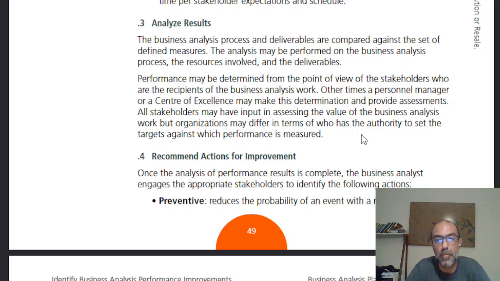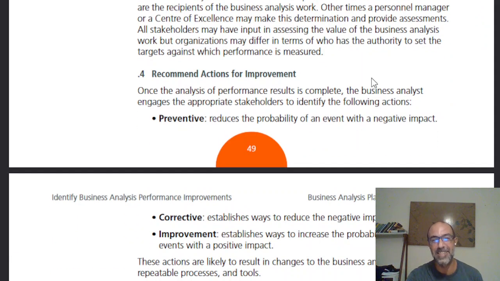Remember, we're working for people. Not, as much as it is fun, we're working for people. Other times, the personnel manager or the center of excellence may make this determination and provide assessments. All stakeholders may have input in assessing the value of the business analysis work, but organizations may differ in terms of who has the authority to set the targets against which performance is measured. Yay.